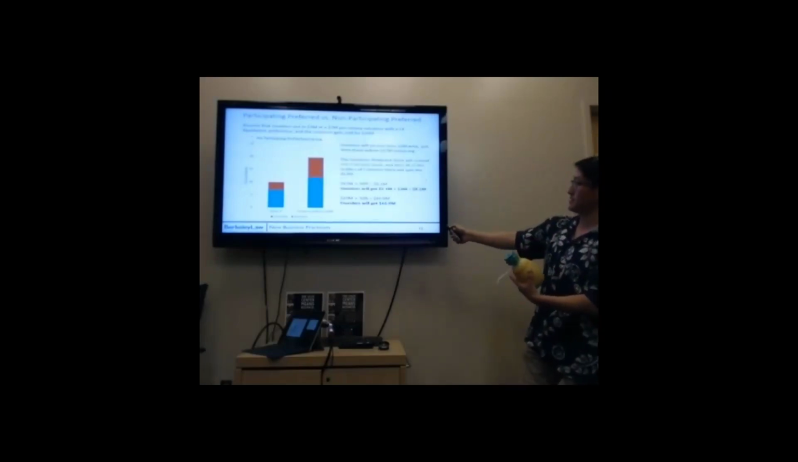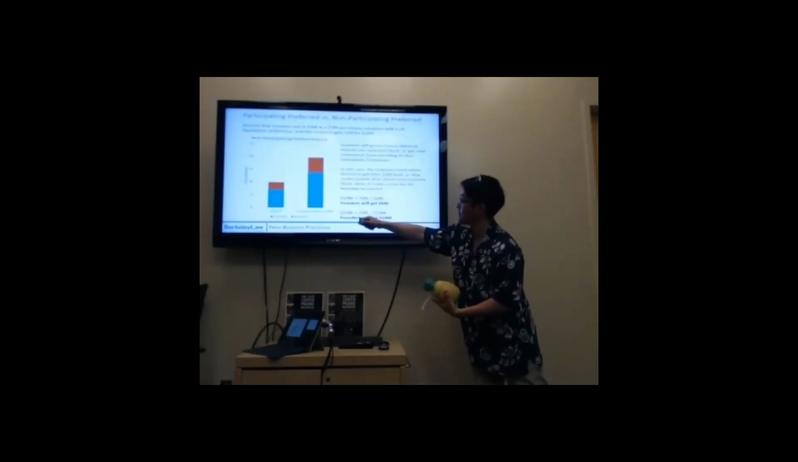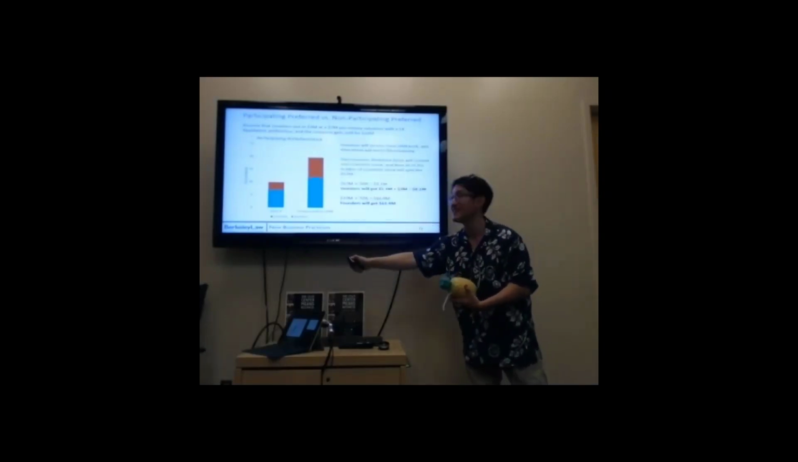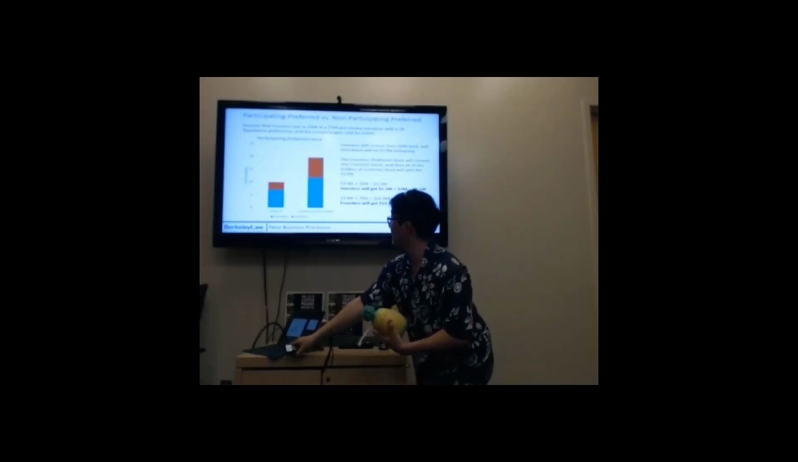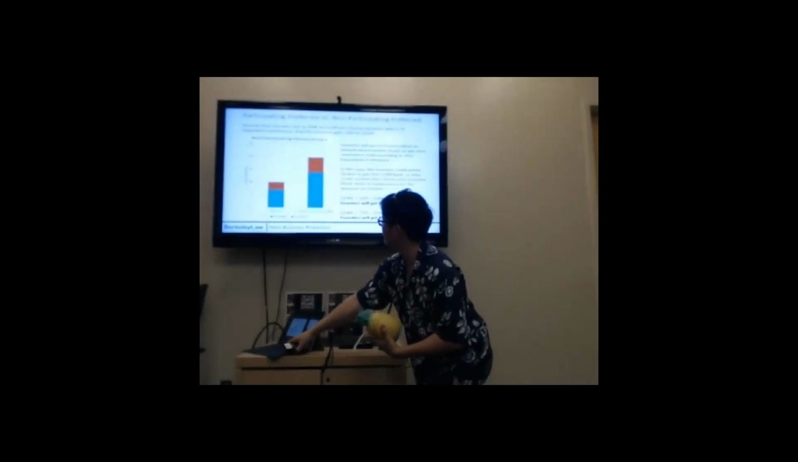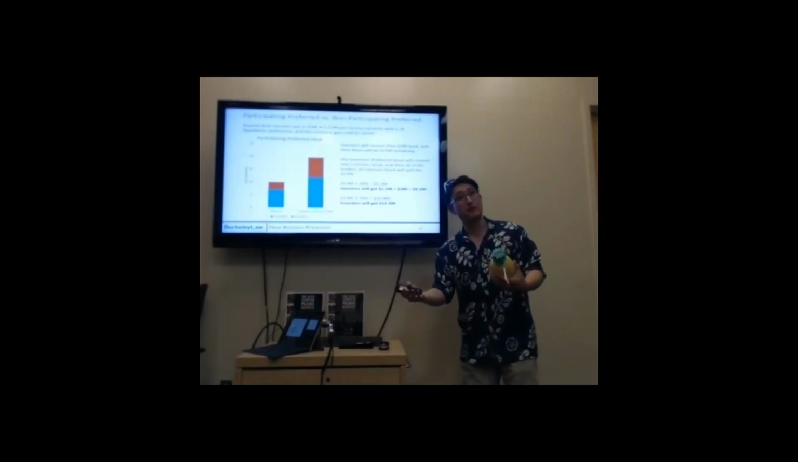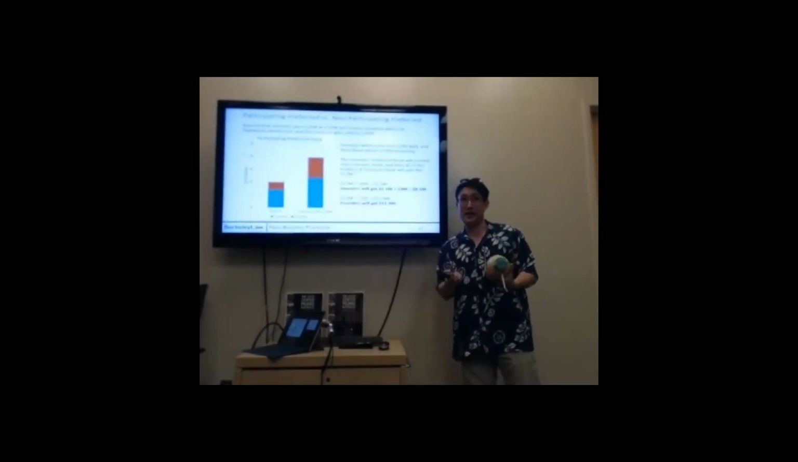And in terms of the difference, you can see that delta between the blue and orange bars. That is the difference between participating preferred stock and non-participating preferred stock.